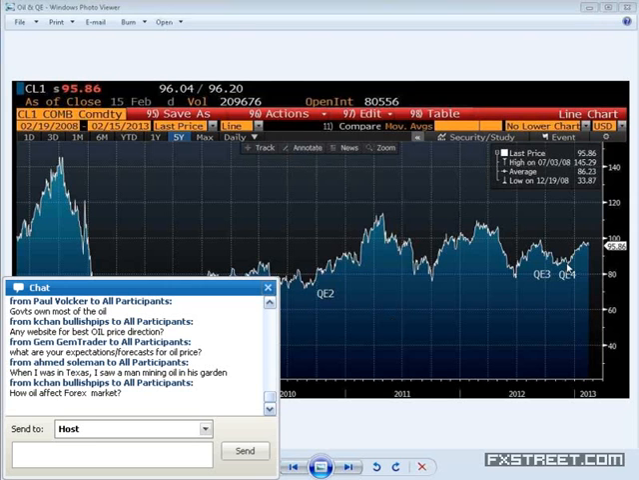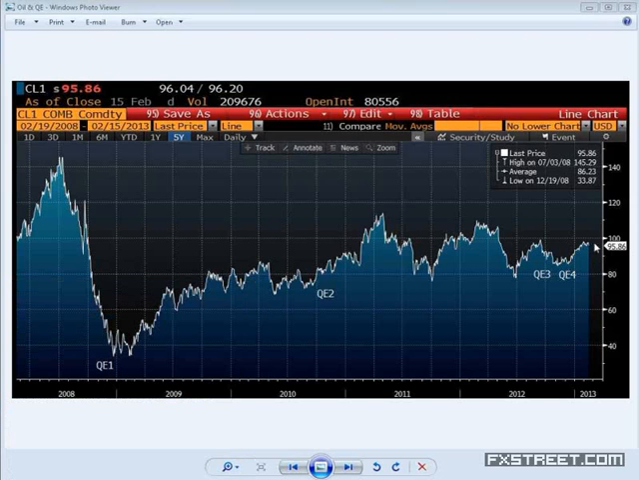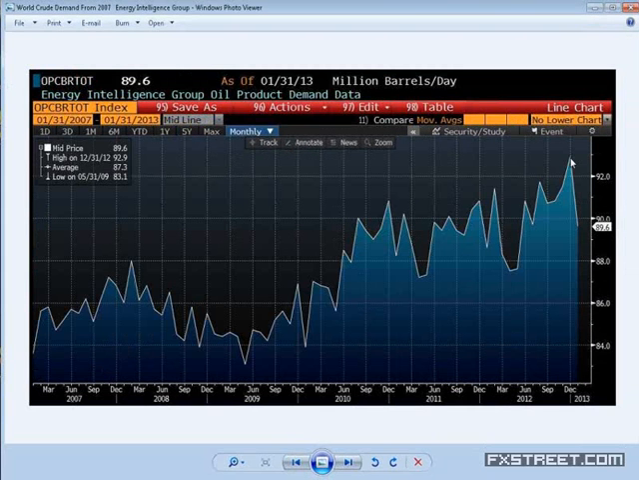Just right here, from the end of 2012 to where we are in 2013, oil's gone up about $10, almost $15, probably about $13 a barrel. What do we know about the world economy during that period?